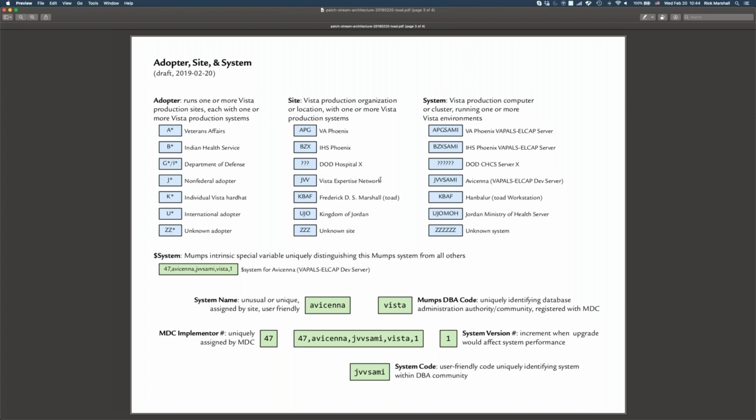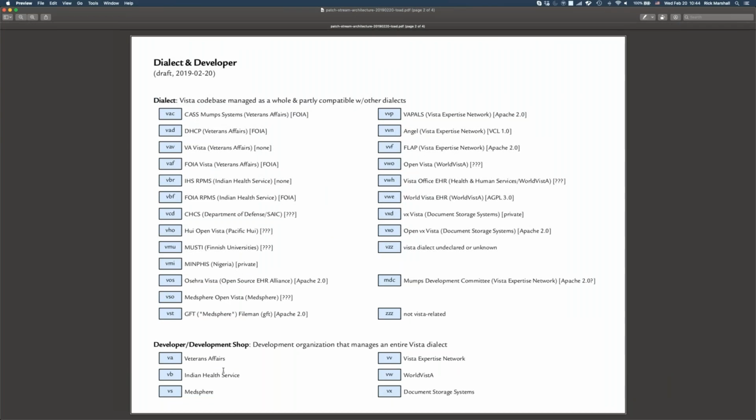And if I need it, probably WorldVistA needs it, and OSEHRA and all the other major software sources who work on dialects. They're all going to need a site code of their own. So that's when I came up with the developer development shop idea.